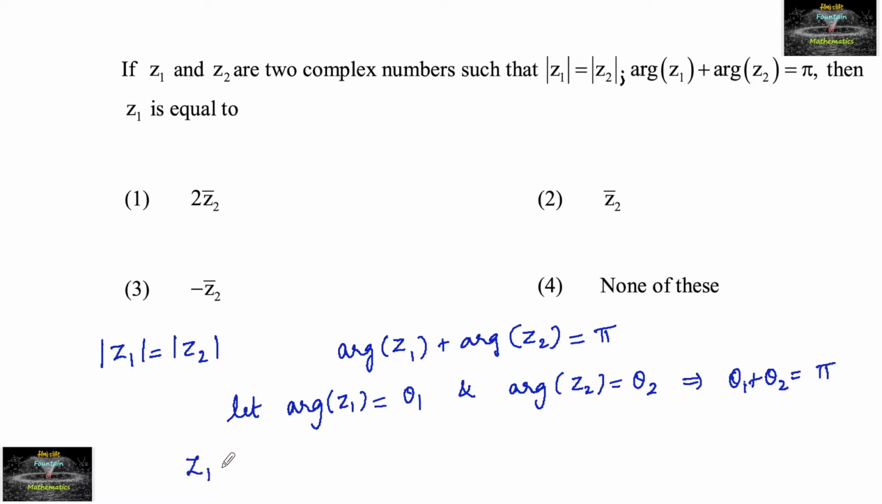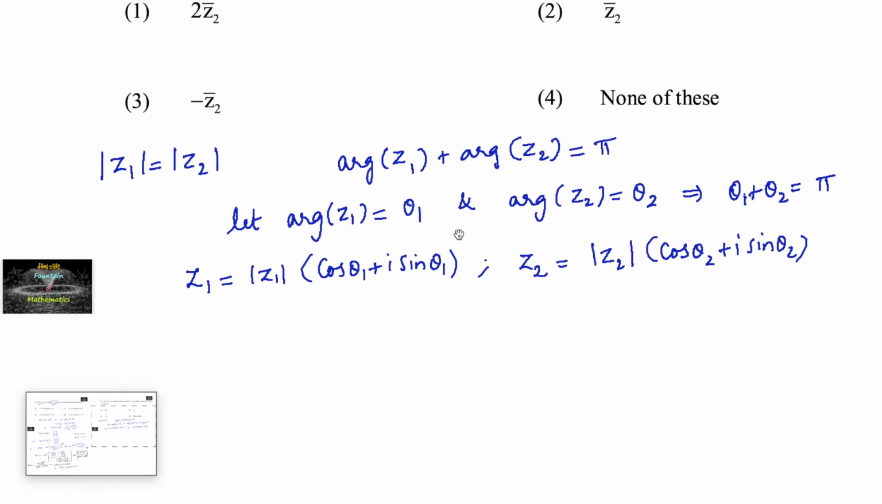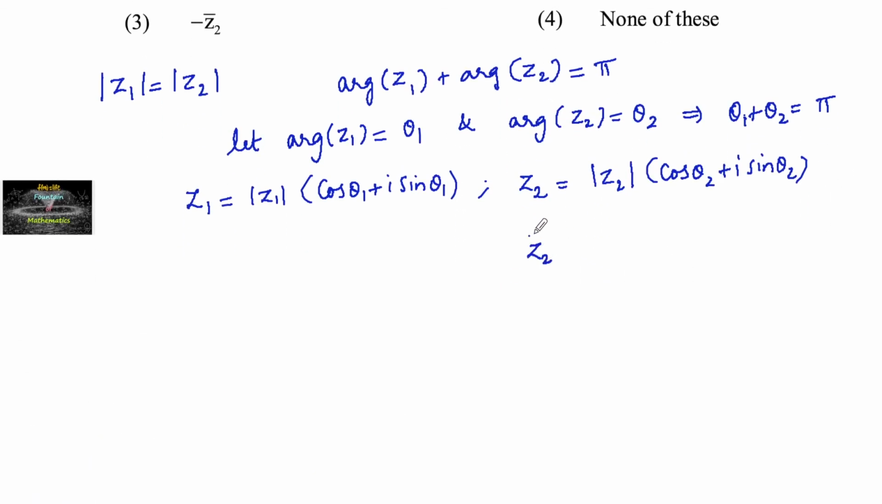And let's consider z1 is equal to mod z1 of cos theta 1 plus i sin theta 1 and z2 is equal to mod z2 of cos theta 2 plus i sin theta 2. So z2 bar we can write as mod z2 of cos theta 2 minus i sin theta 2. It's a conjugate.